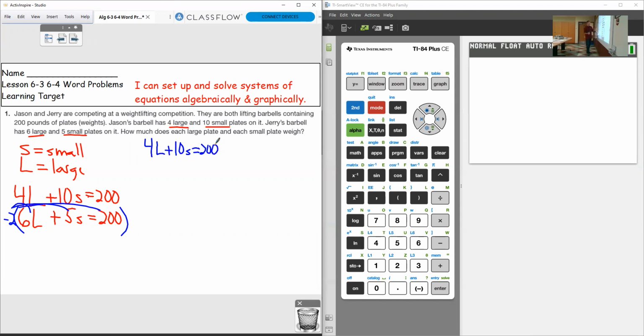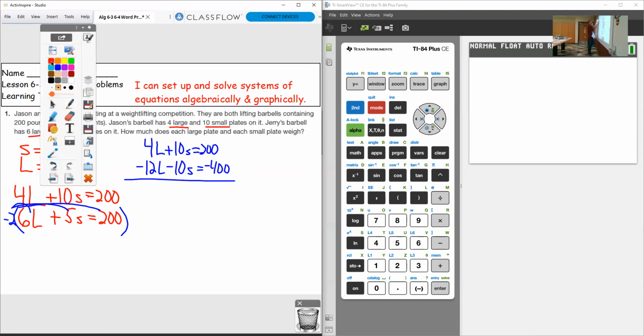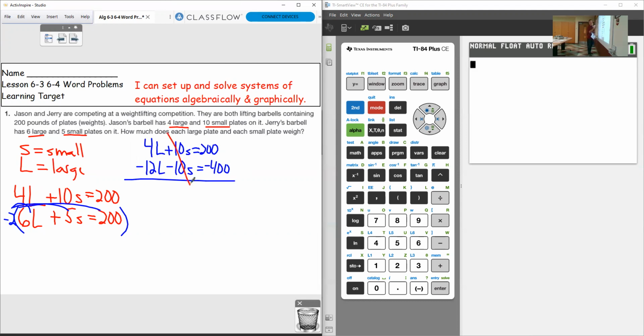This bottom equation, -2 times 6L is -12L. -2 times 5S is -10S. And -2 times 200 is -400. So now I have my opposites. Since I have my opposites, I can just add going down. So these 10s will cancel out. 4 plus -12 is -8L.